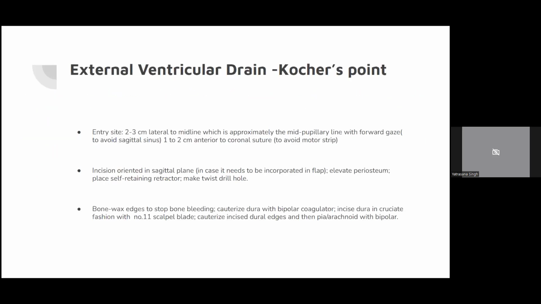The entry site for Kocher's point is 2 to 3 centimeters lateral to the midline, which is approximately the mid-pupillary line with a forward gaze. And this is to avoid the sagittal sinus. And we are also going 1 to 2 cm anterior to the coronal suture to avoid the motor strip.